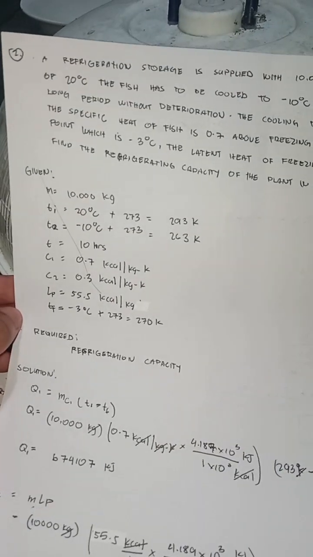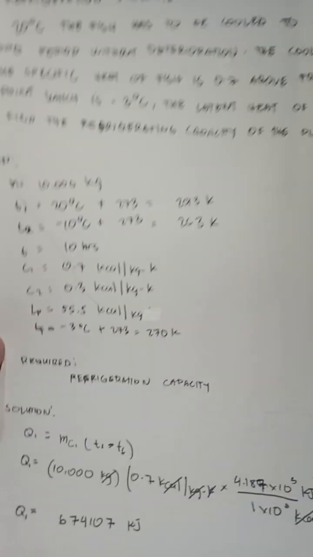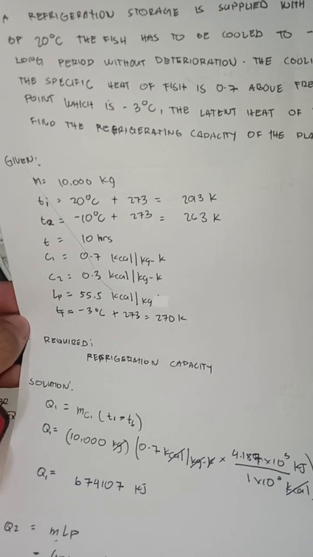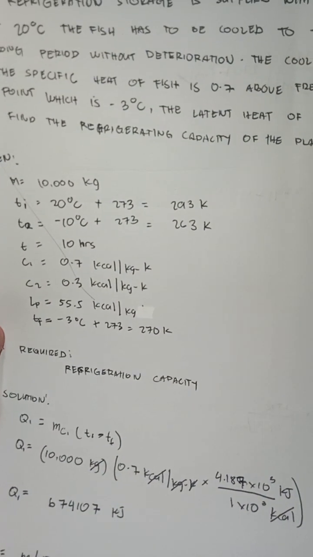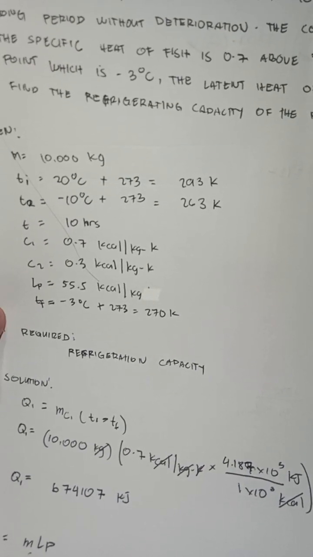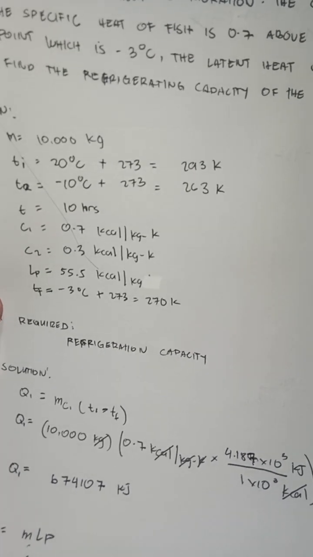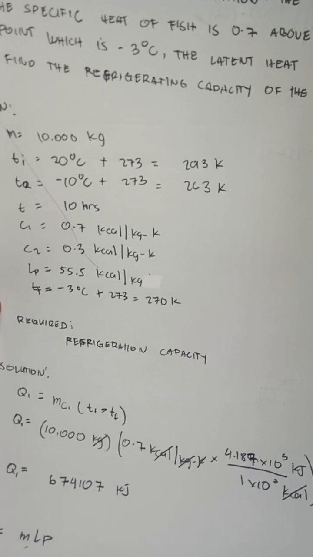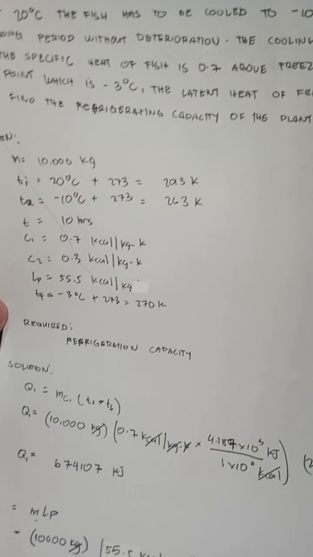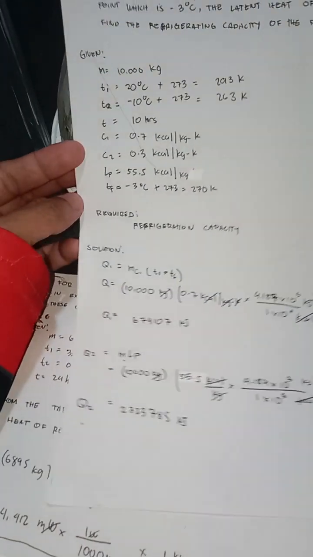C1 equals 0.7 kcal per kilogram Kelvin, and C2 equals 0.3 kcal per kilogram Kelvin. The latent heat equals 55.5 kcal per kilogram. Then the TF equals negative 3 degrees Celsius. Add 273 to become absolute, equals 270 Kelvin. And then the required is the refrigeration capacity. The solution.